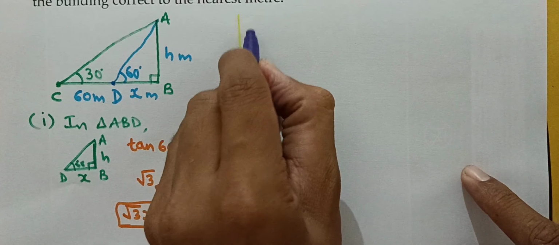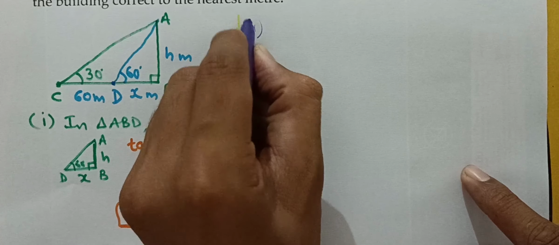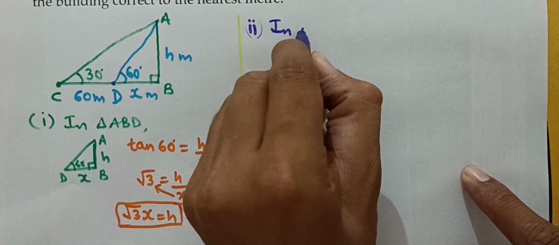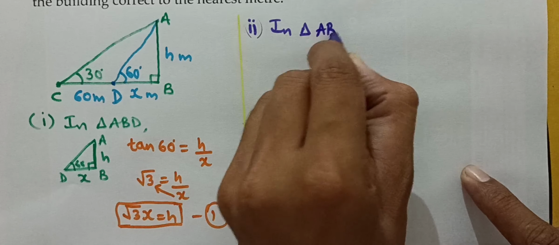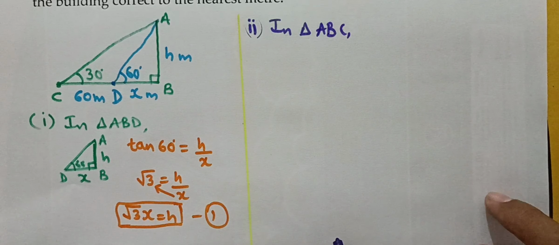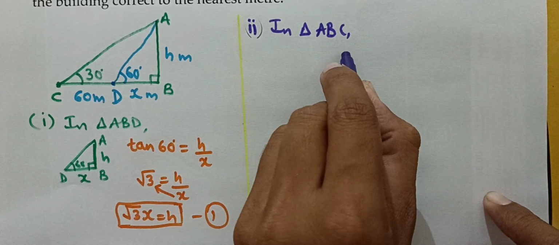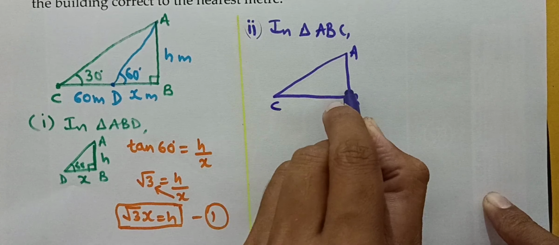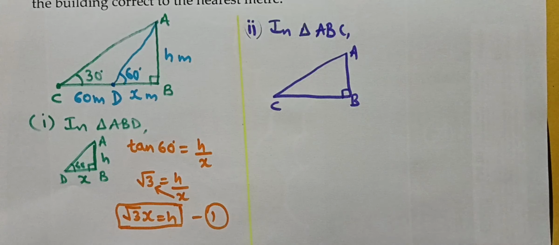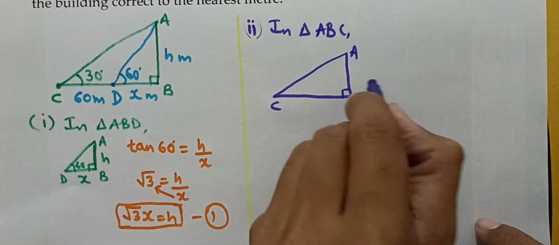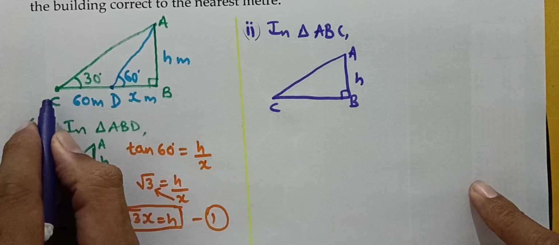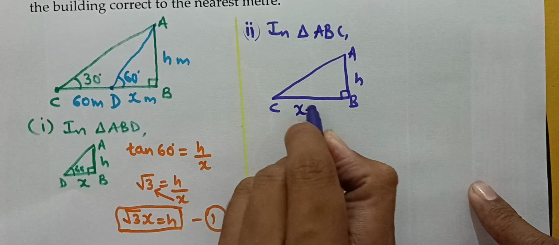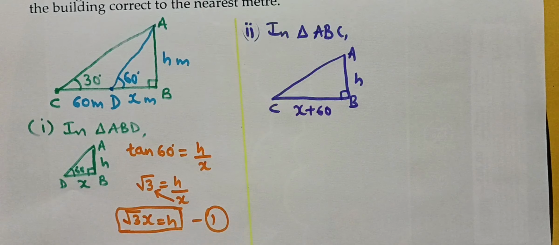So step number 2. In triangle, which triangle? ABC. In triangle ABC, for that I am drawing a separate figure. Here 90 degree. Then after, AB is h and BC, from B to C, measurement is 60 plus x, or I can write x plus 60, but 60x is not correct. So x plus 60 or 60 plus x, you can write both answers.